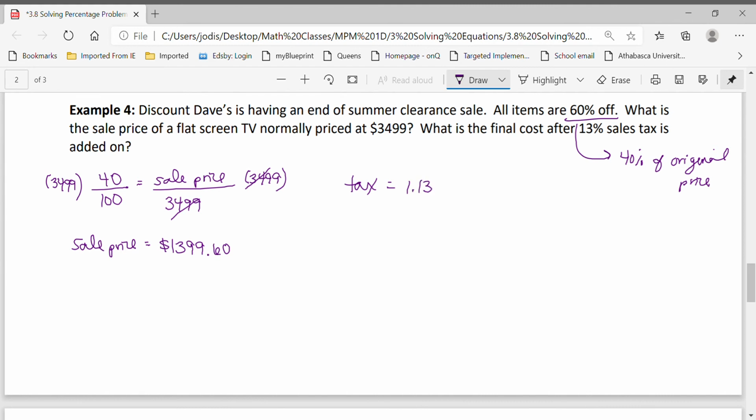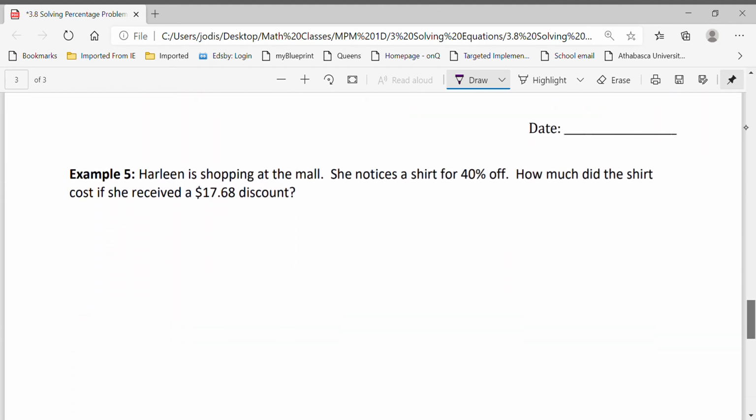And then again, to figure out your tax, just multiply by 1.13, right? The sales tax is 13%, so multiply that by 1.13, and we end up with $1,581.55. Therefore, the final cost of the TV is $1,581.55. Okay. All right, and we just have 2 more examples here.